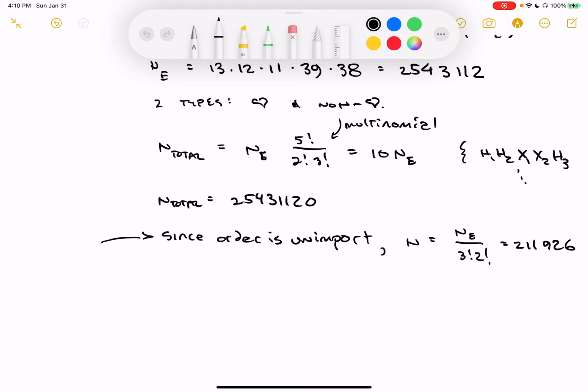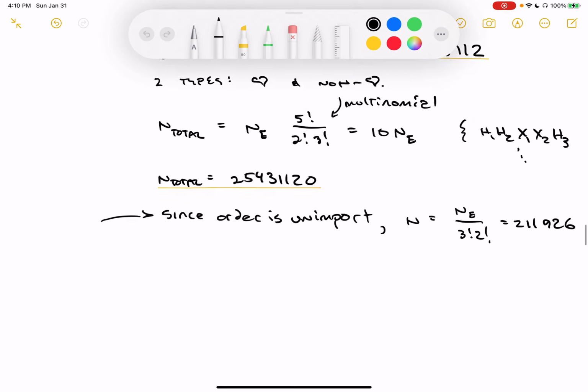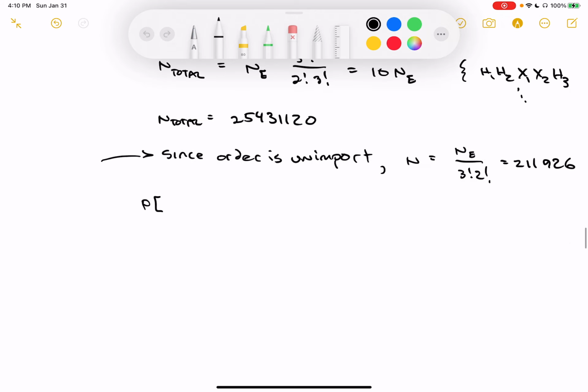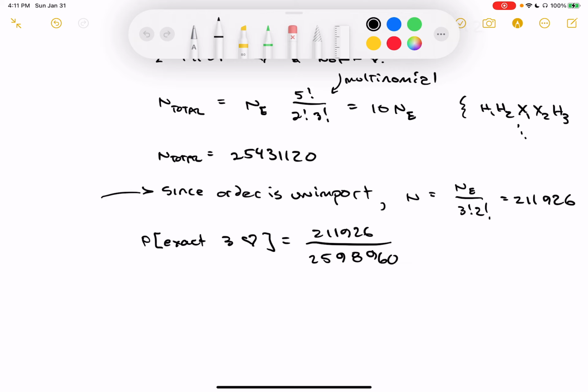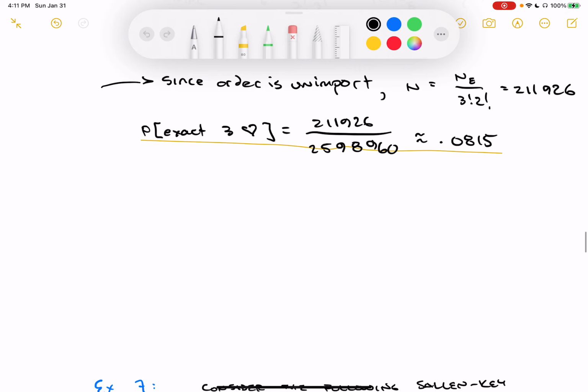This is the one I'm probably going to be interested in because I know I sort these hands. So what is the probability of this event? This event of having exactly 3 hearts. The probability of that is going to be that total number, where order isn't important, and that's 211,926 over the total number of 5-card hands. That was 2,598,960. You go through and you compute that out. That is about 0.0815, so about an 8% chance, okay? That's about an 8% chance. Here's another way you could get that n.